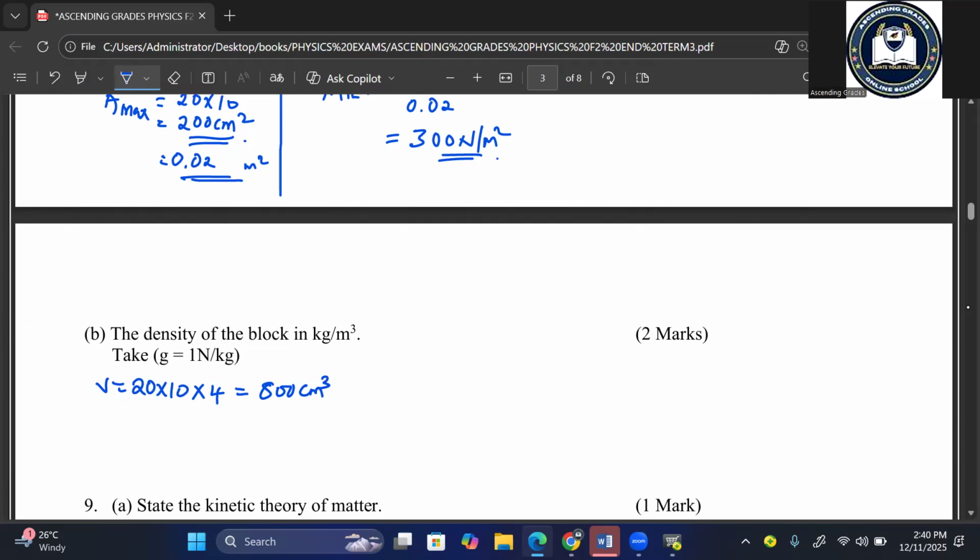Now, from the weight, we can get the mass. So mass will be given by the weight over g, and the weight there is 6 newtons. From the question, g is equal to 10 newtons per kg. So 6 divided by 10, you get 0.6 kg. If you convert this into grams, you multiply by 1000, so you get 600 grams.